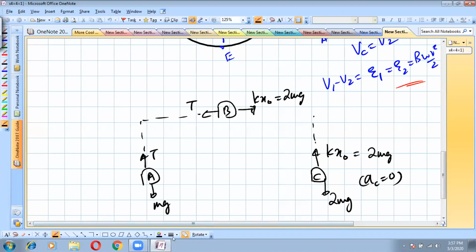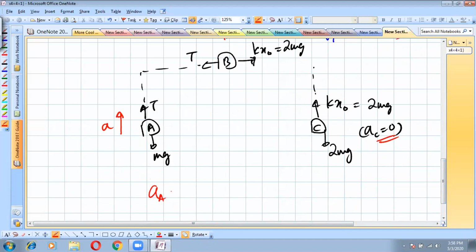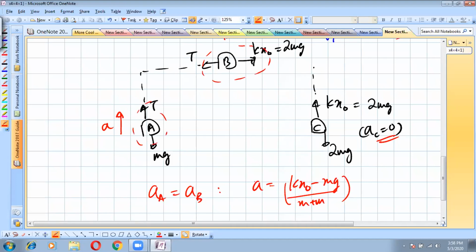Now this and this will have common magnitude of acceleration. A will have some acceleration a upwards. This will have some acceleration a towards the right, whereas this one's acceleration is 0. So the acceleration of A will have the same magnitude as B, which is going to be (kx naught minus mg) divided by (m plus m). Is this equation correct? I have written a direct equation, but you will get it by solving the FBD of this one horizontally and the FBD of this one vertically. Clear, Arman and Kritika? Yes, sir.